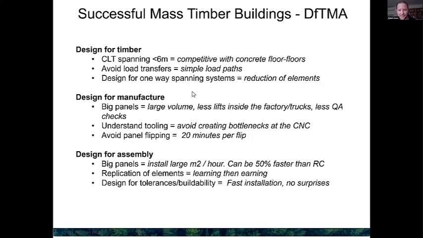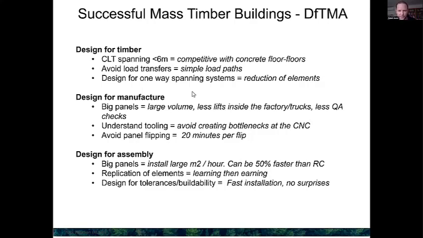It's also important to understand the tooling, so avoid creating bottlenecks at the CNC within the factory where we can, and avoid panel flipping. So, certain details mean we're going to actually flip every panel within the factory. And a lot of these costs will get passed on to our building. So if we can design in the right way for manufacturing, you're going to have a much more cost-efficient building up front. And finally, design for assembly.